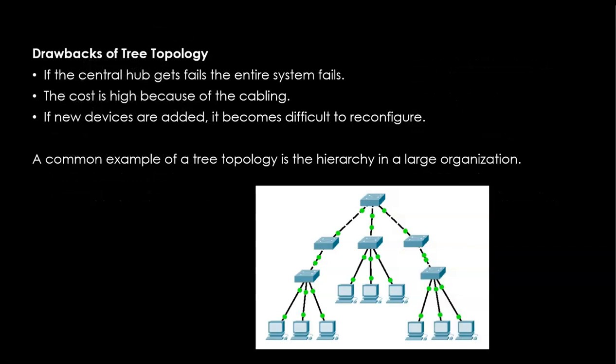There are some drawbacks of tree topology. If the central hub fails, the entire system will fail. The cost is high because of the cabling. If new devices are added, it becomes difficult to reconfigure. A common example of a tree topology is the hierarchy in a large organization.